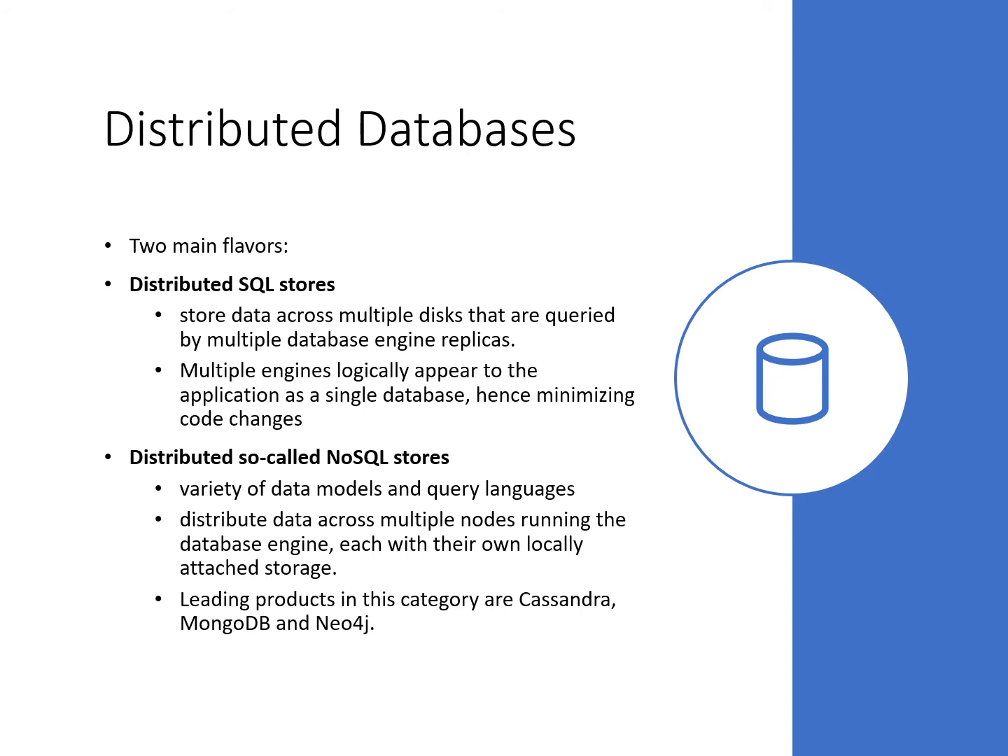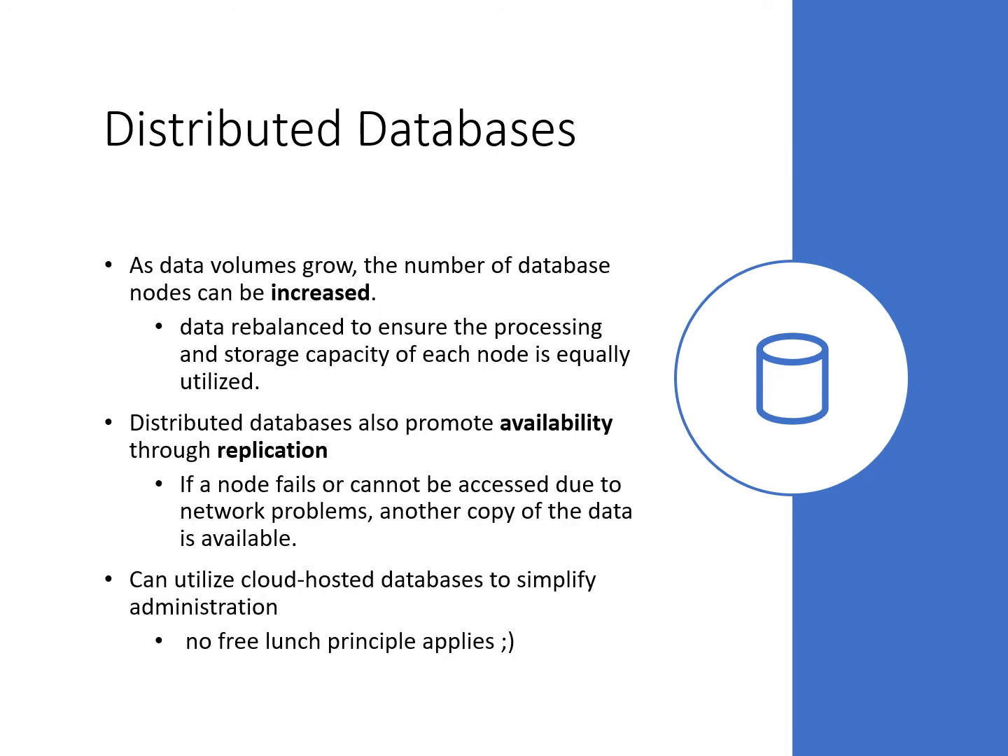So it's a complex world, the distributed database one. One of the really powerful features for scalability of distributed databases is that as the data volumes grow, distributed databases have features to enable the number of storage nodes to be increased. As nodes are added or potentially removed, the data managed across all nodes is rebalanced by the database engine to attempt to ensure the processing and storage capacity of each node is equally utilized.